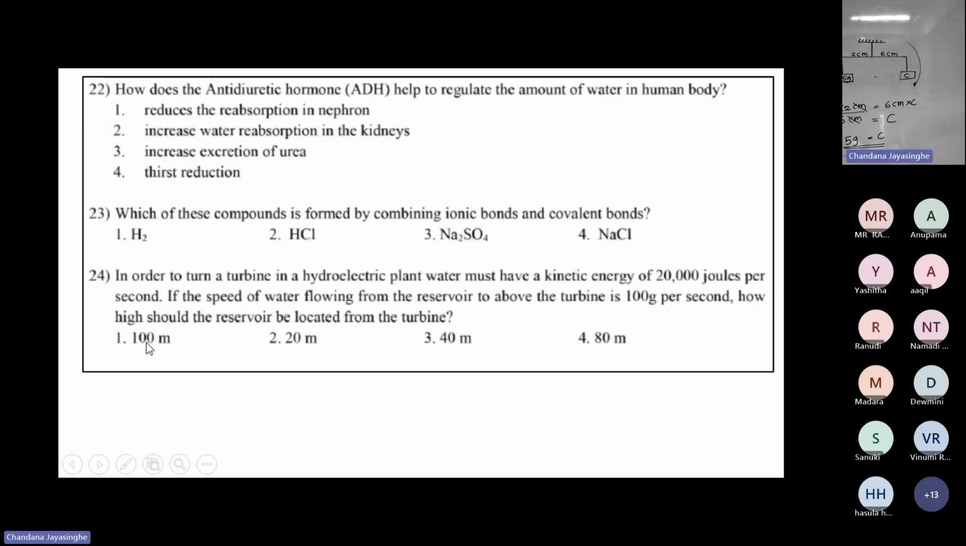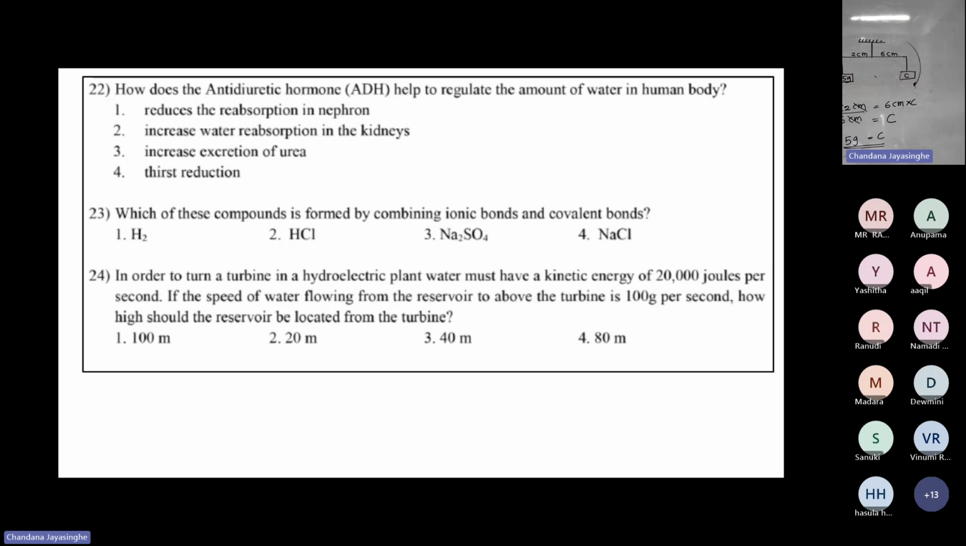Right. Now we are going for the 22nd question. How does the ADH help to regulate the amount of water in the body? Under human biology, unit 6, we learn about homeostasis and coordination. Under the coordination, we learn about the muscles and the nervous system, especially glands. And homeostasis, we learn water balance, blood glucose level balance, and the body temperature. Here it comes to water balance in the kidney.